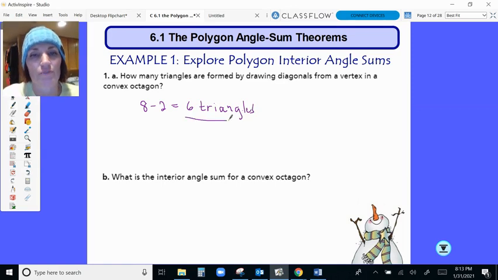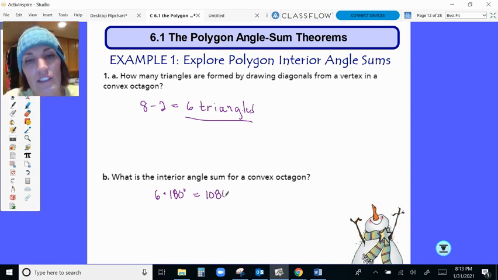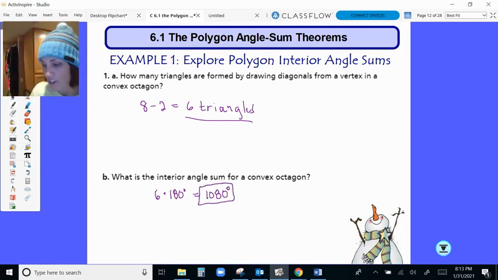Okay, so 6 triangles. So then what is the interior angle sum for the convex octagon? We would take 6 triangles and multiply that by 180 degrees, right? So 6 times 180 is 1,080 degrees for the sum of the interior angles of an octagon. And as you know, as it gets bigger and bigger, the sum is going to get bigger and bigger, okay?